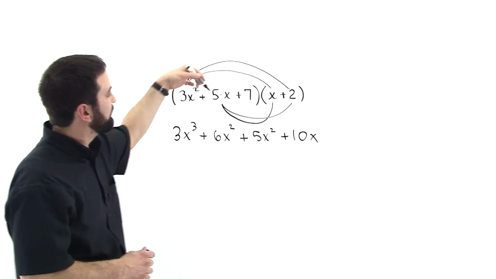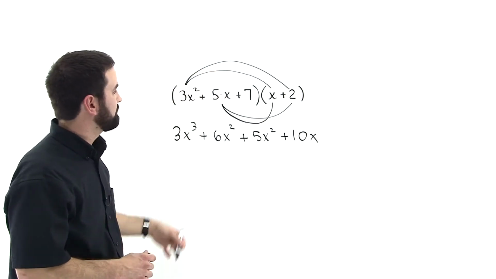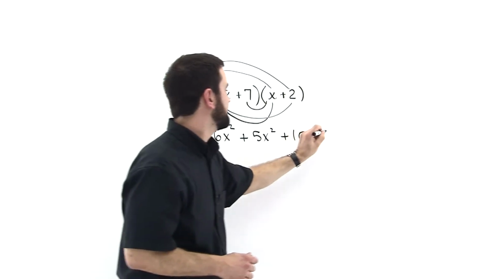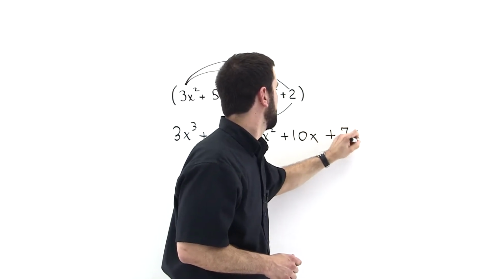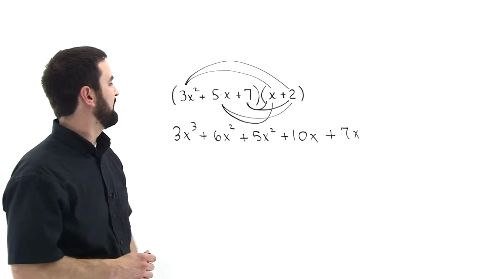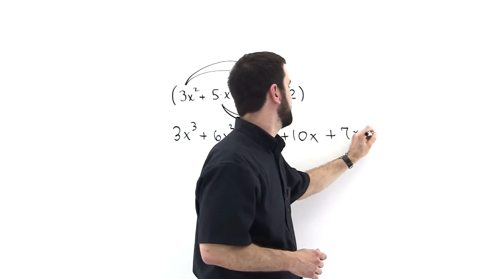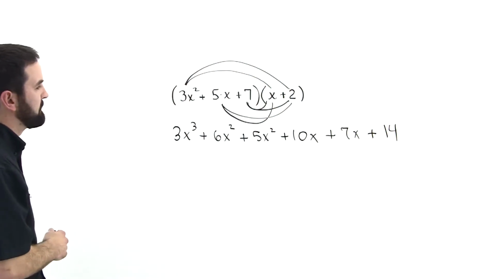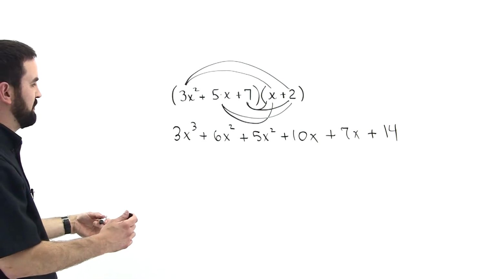And then we come to the final term here, right? And we multiply 7 times x, so plus 7x. And then multiply this guy times that guy. 7 times 2 is 14. Right? Okay, now it's time to combine like terms.